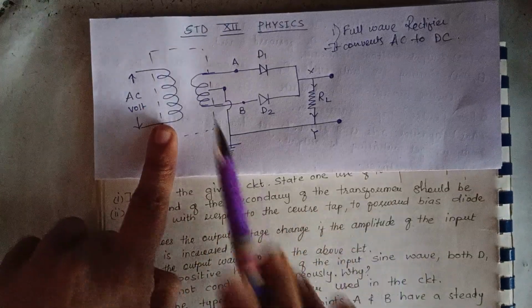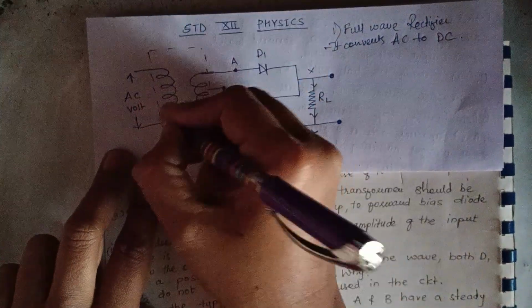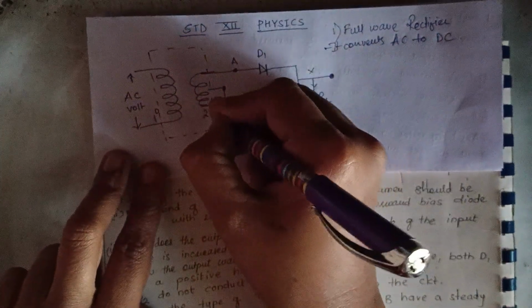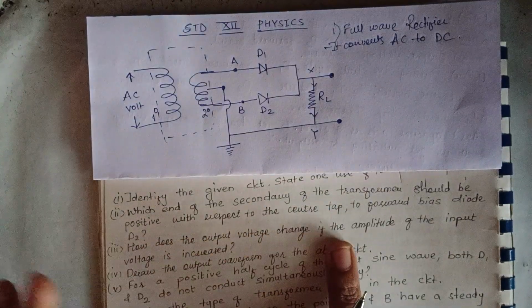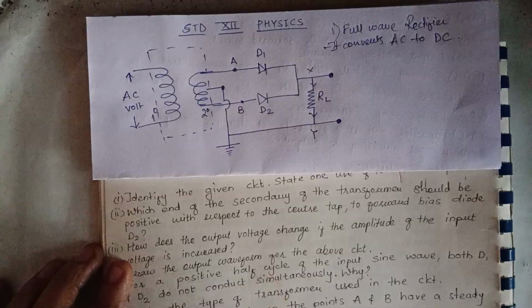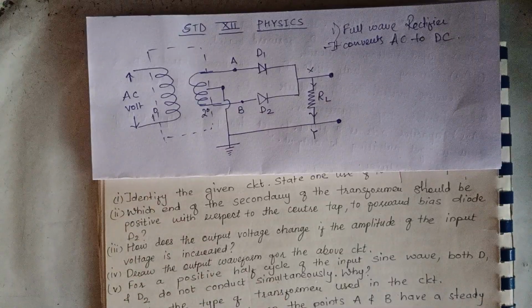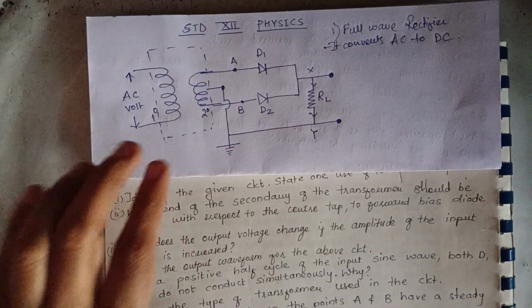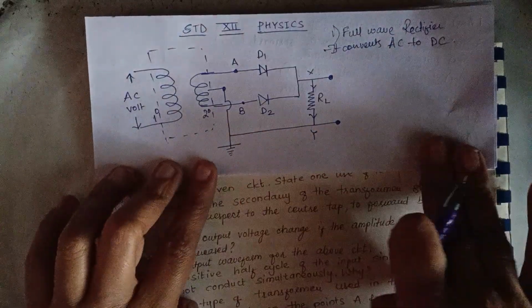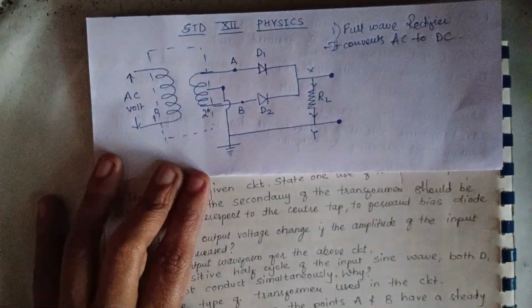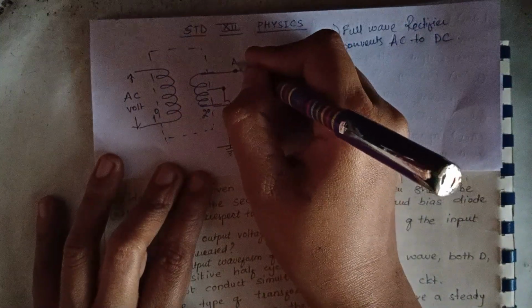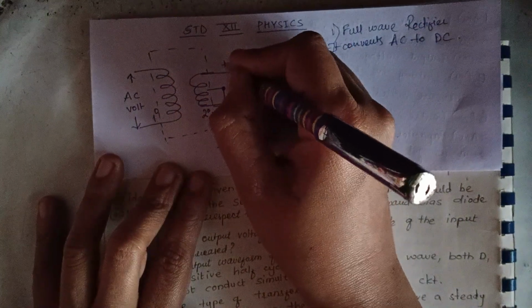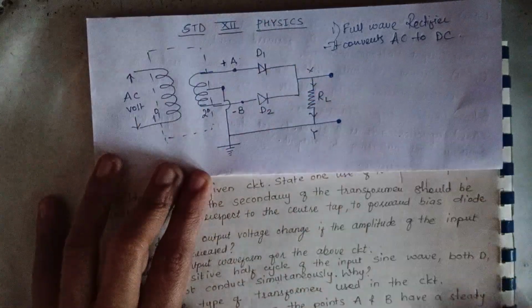Now the second question is: which end of the secondary of the transformer should be positive with respect to the center tap to forward bias diode D2? This is primary, this is secondary. This is a primary coil, this is a secondary coil. Now you should know one thing, that is when the positive first cycle, that is half cycle, is there, that time A becomes positive and B becomes negative.